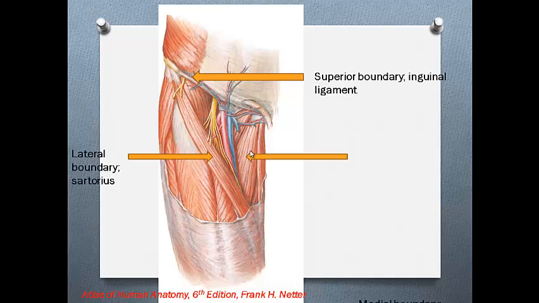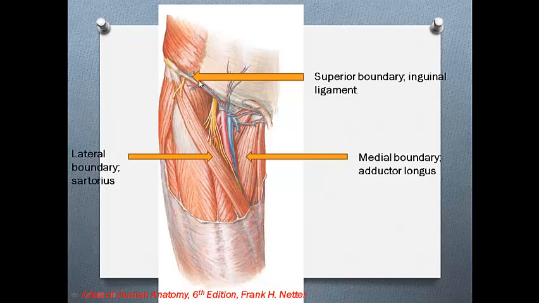This muscle is called the adductor longus. The adductor longus forms the medial boundary of the femoral triangle. So you've got the inguinal ligament up here, you've got the sartorius laterally, and you've got the adductor longus medially. You can see that they form a triangular shape in this region here.